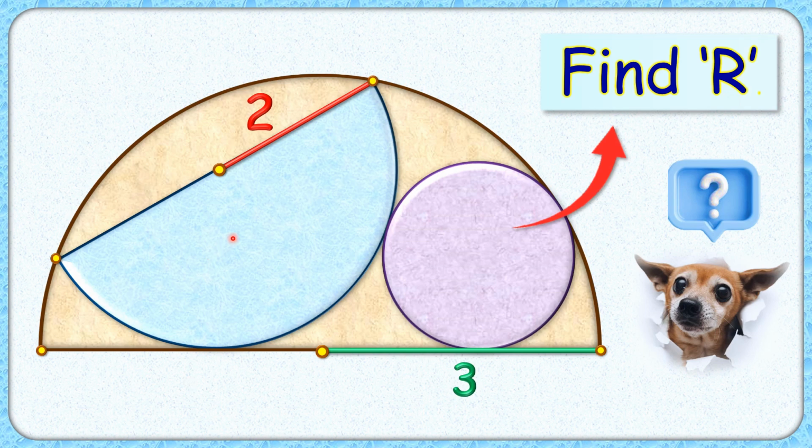Given to us is a semicircle and a circle inside a bigger semicircle with radius 3 centimeter. The radius of this smaller semicircle is 2 centimeter. The exciting part is that with this limited data we have to find the radius of the circle.